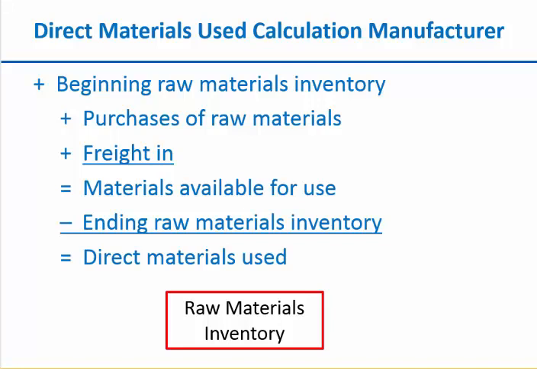But it doesn't mean that you have to use all of them. Maybe you will use a part of them, then you have some leftover, an ending raw materials inventory existing in your warehouse, your storage room, whatever. So the difference between the materials available for use and your ending balance of raw materials inventory is basically the cost of direct materials used. So those are the steps to find direct materials used in your manufacturing.